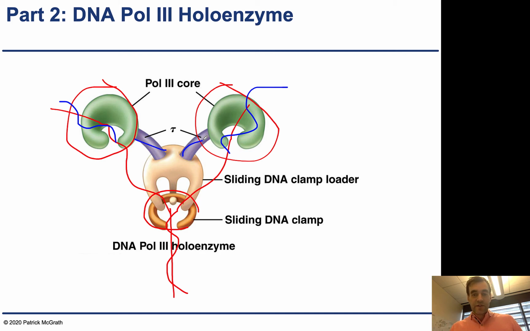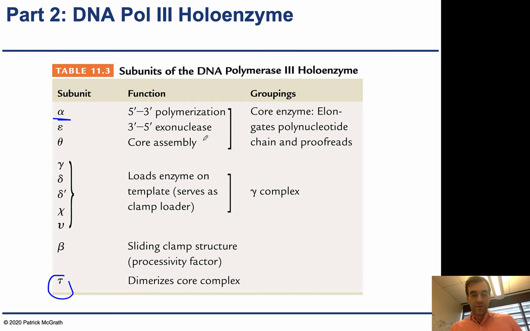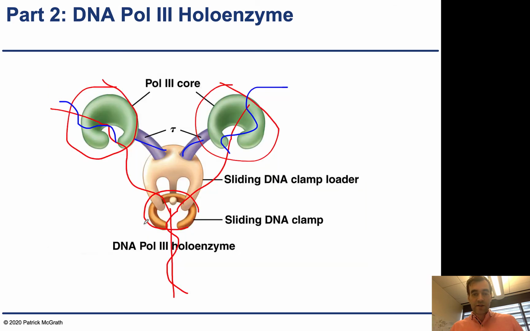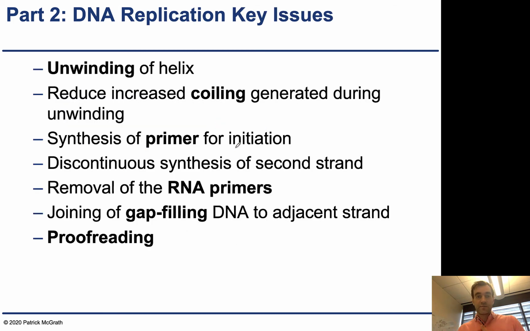And then the clamps and the clamp loaders. These are the beta, for example, and these are part of the gamma complex. This is what locks on to that DNA, and it separates that into two single strands, or it helps separate that into two single strands.